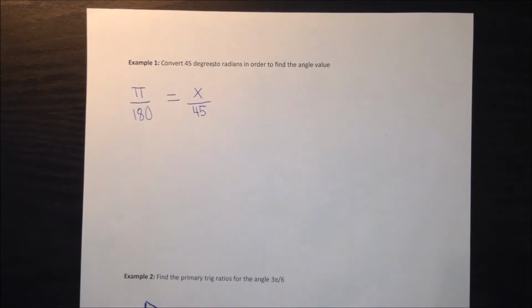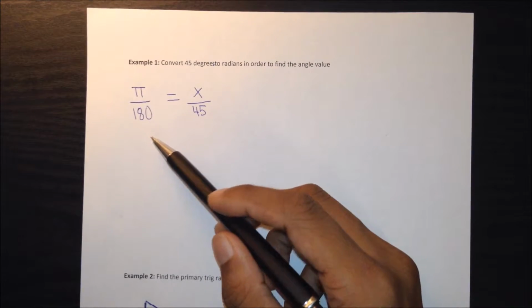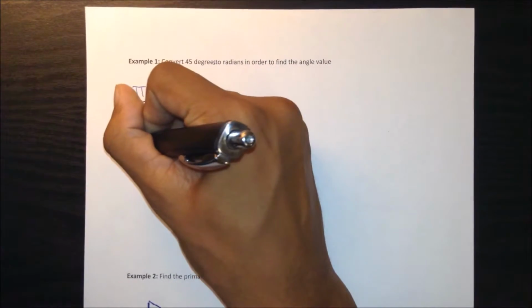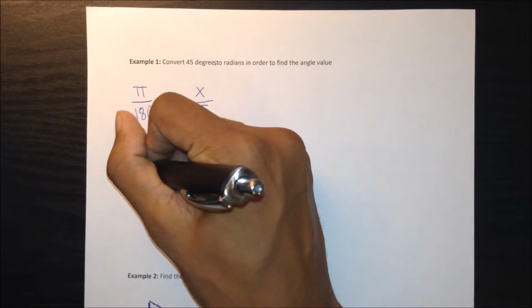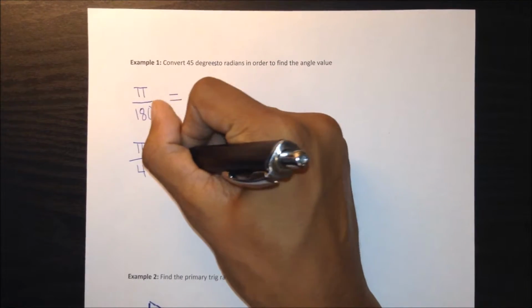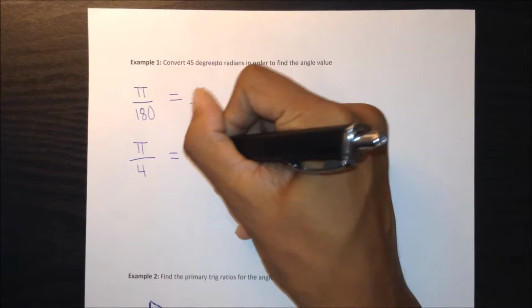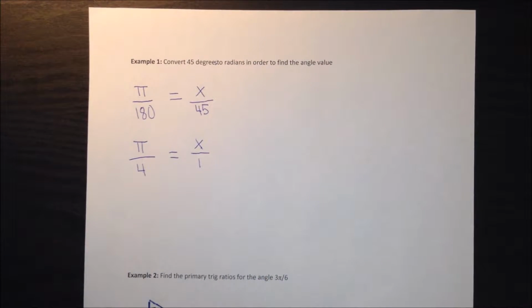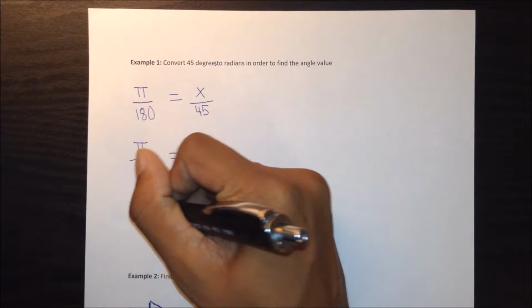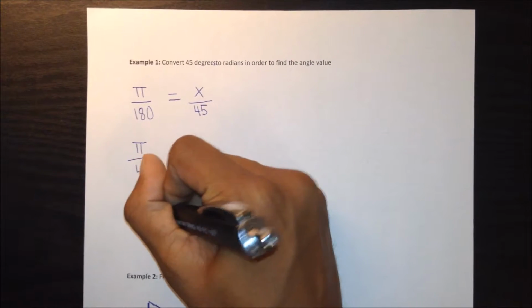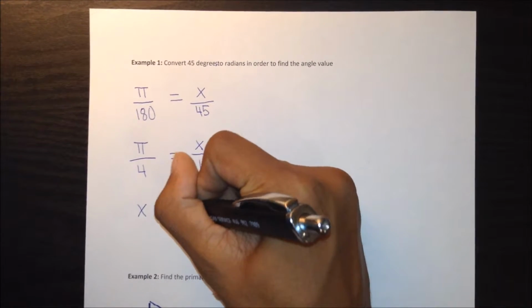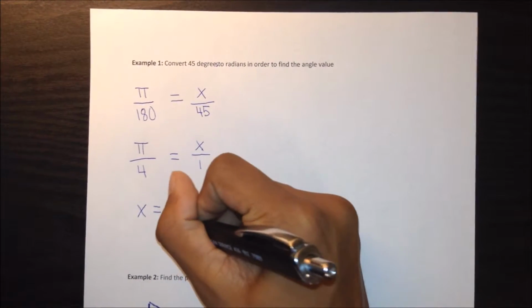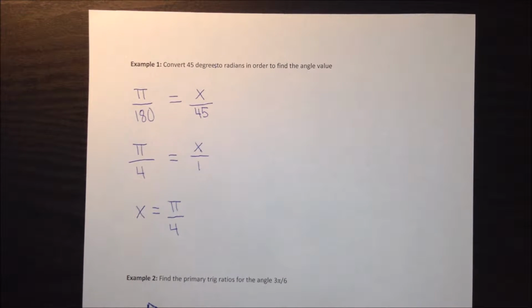If we look at this equation, we know we can simplify this one. 45 goes into 180 4 times, so let's simplify that. Pi over 4 equals x over 1. We're trying to determine what x is, so we want to isolate x. So we multiply both sides by 1, and that would give us pi over 4. And that would be our final answer.